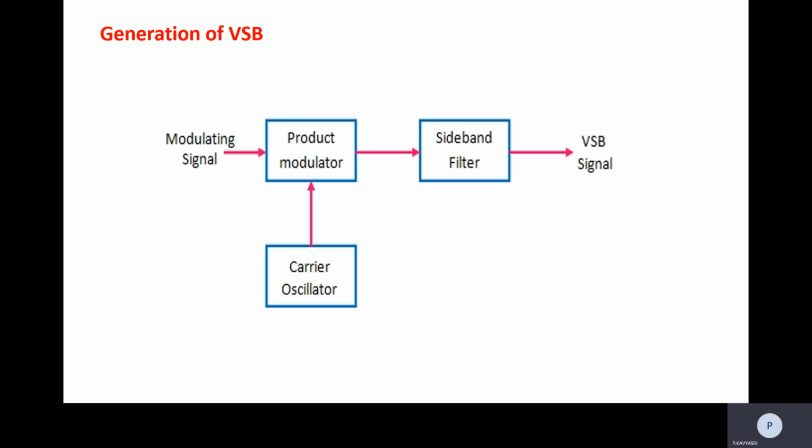The output of the product modulator is a DSBSC signal. We know that the DSB signal consists of an upper sideband as well as a lower sideband. That DSBSC signal is passed to the sideband filter, and this sideband filter allows only one sideband completely and some part of the other sideband. So at the output side of the sideband filter, we will get the VSB signal. So this is the generation of a VSB.